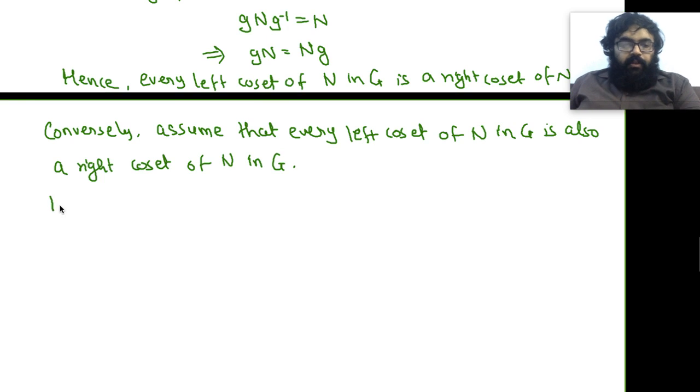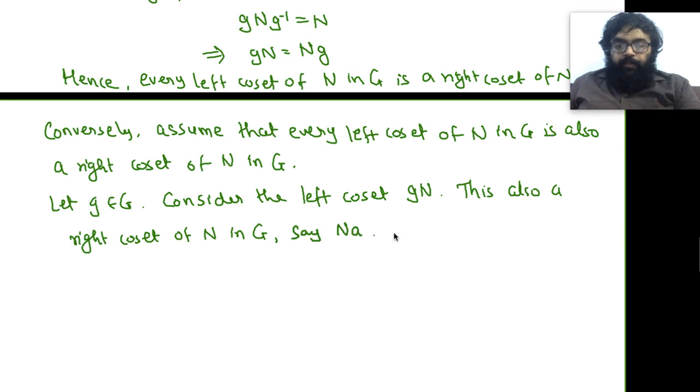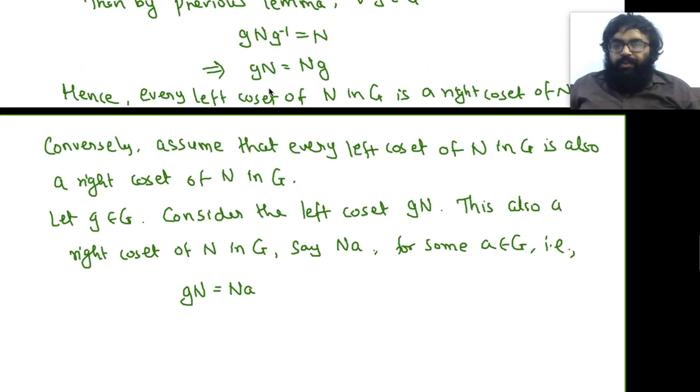So let g belong to G, any arbitrary g we take, and consider the left coset gN. By hypothesis, this is also a right coset of N in G, and say this is Na for some a in G. Suppose it is Na, so that means gN equals Na. We only have to prove a equals g. If we show that gN equals Ng, then we are done.